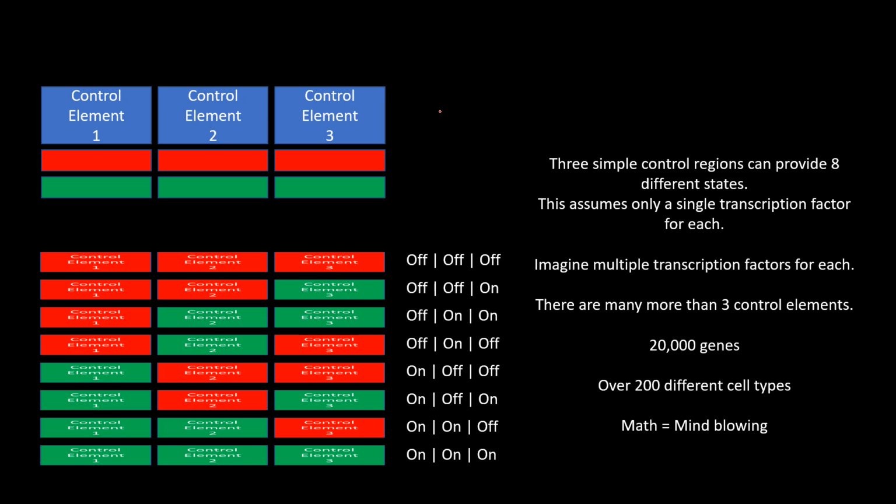If we had 12, that would be 2 to the 12th power. So that's a massive amount of combinations. And what this does is it gives a complex organism like humans, where we have over 200 different cell types and about 20,000 genes, we can control all of these genes in very complicated patterns, resulting in the complexity that we see in all multicellular life.